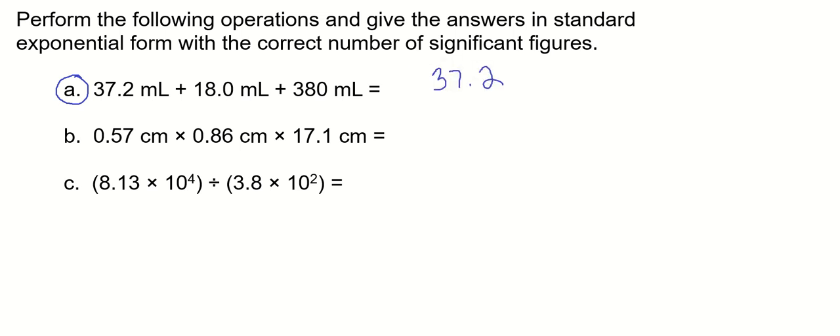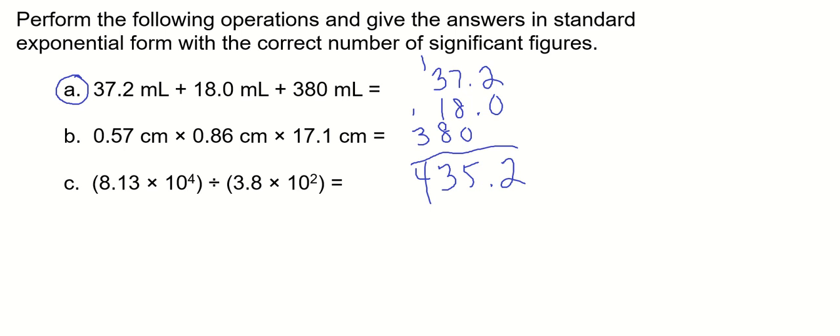37.2, 18.0, and 300. That's in the hundreds place, tens place, ones place, and they're all lined up. Now we can just add. 2 there, decimal, bring that down there, and then 5, carry the 1, and 8 plus 5, 13. So there we go.